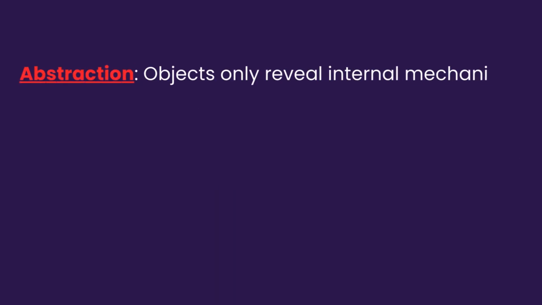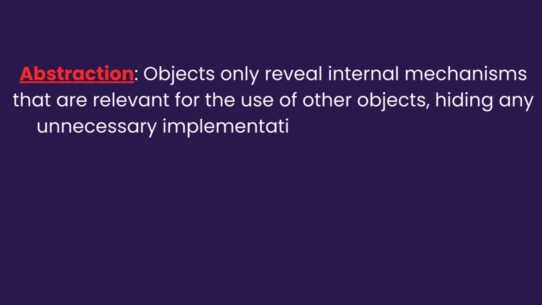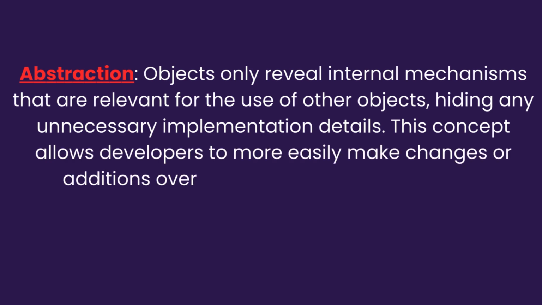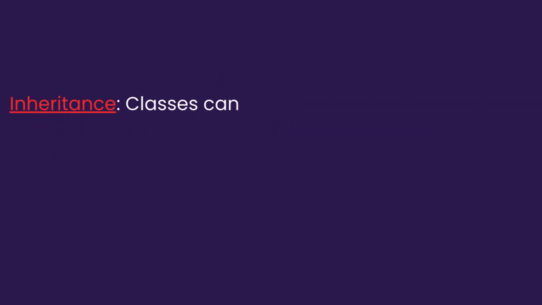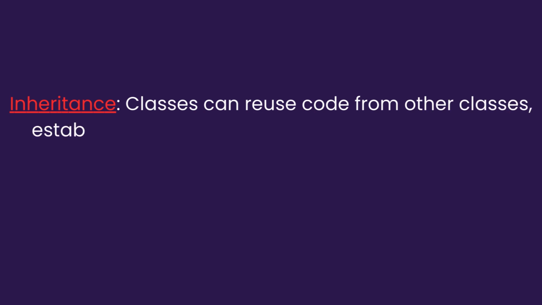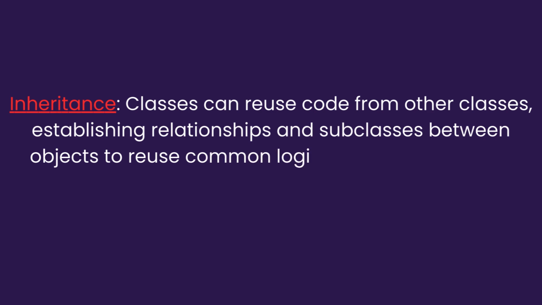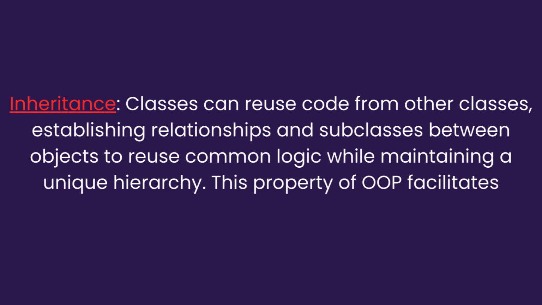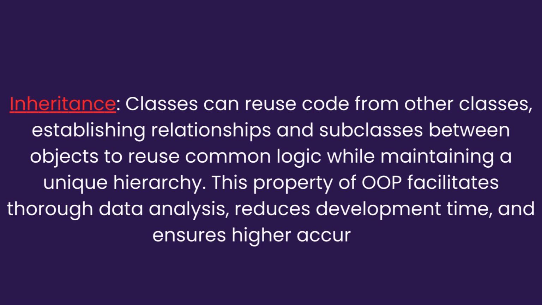Abstraction. Objects only reveal internal mechanisms that are relevant for the use of other objects, hiding any unnecessary implementation details. This concept allows developers to more easily make changes or additions over time while maintaining clarity. Inheritance. Classes can reuse code from other classes, establishing relationships and subclasses between objects to reuse common logic while maintaining a unique hierarchy. This property of OOP facilitates thorough data analysis, reduces development time, and ensures higher accuracy.